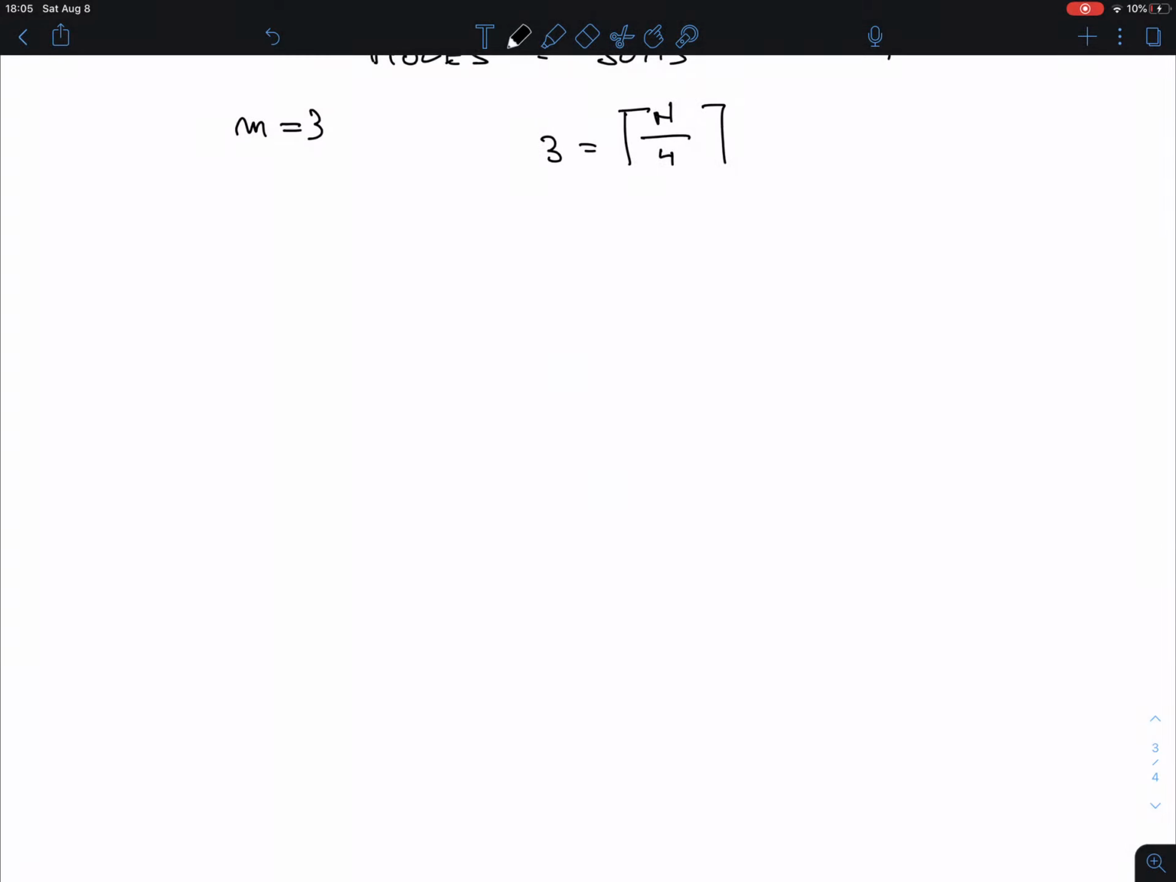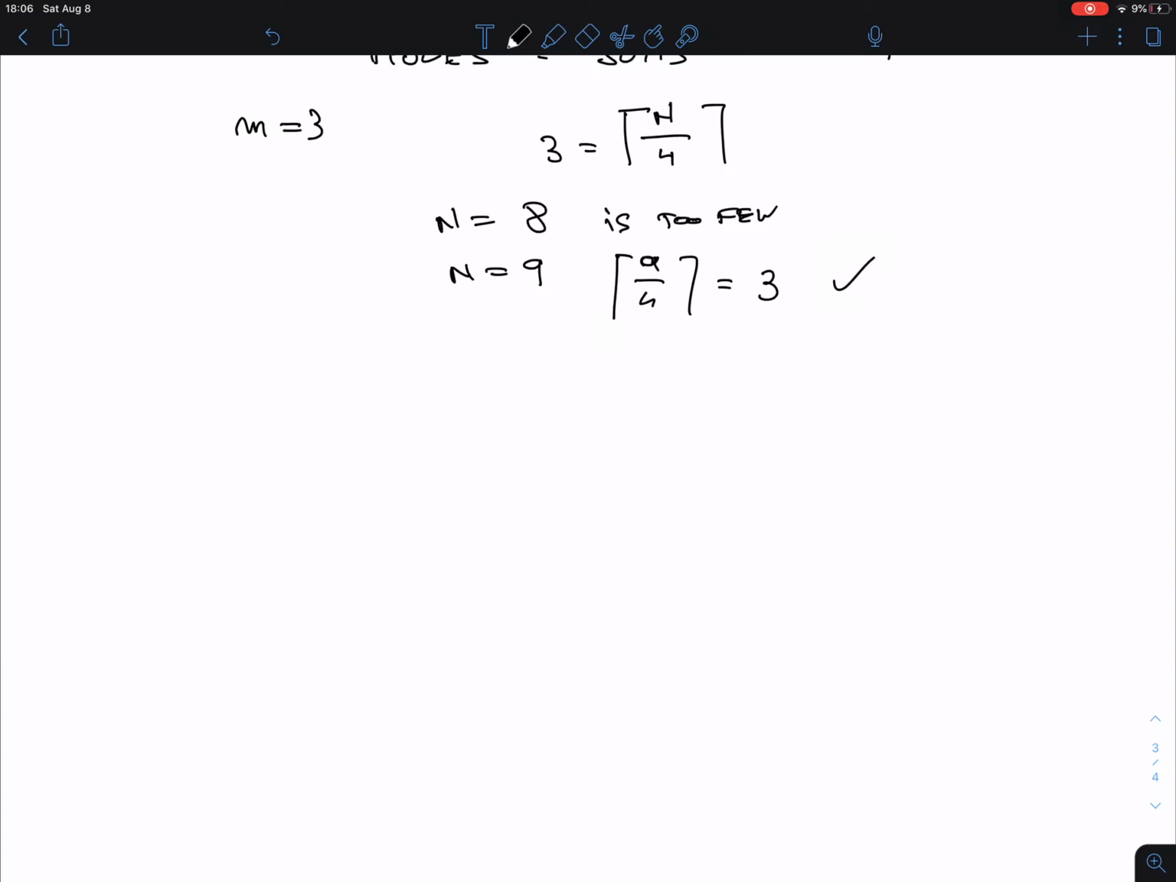Let's first figure this out here. Let's think about when this would fail. If I have 8 cards, so if n is 8, then 8 divided by 4 is 2, and the ceiling of that is 2, not 3. So 8 is too few. But if I add 1 to it, n equals 9, then 9 divided by 4 is 2 point something, and therefore its ceiling is 3, and so I'm done.